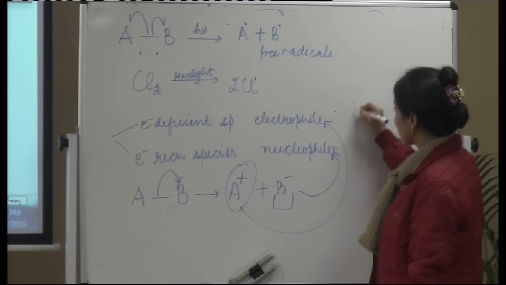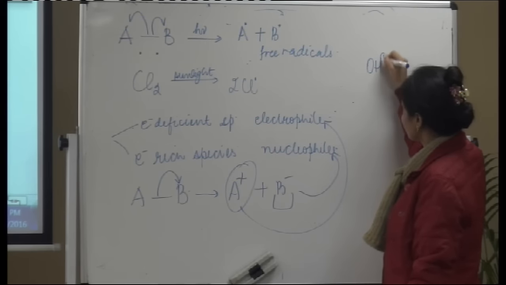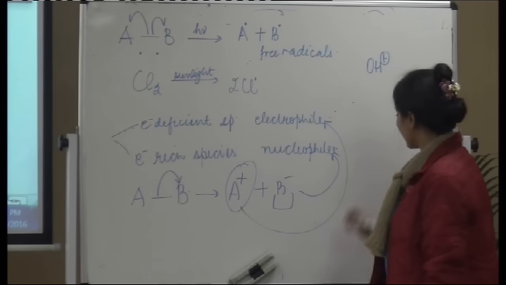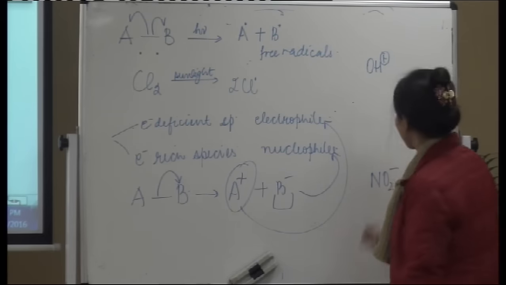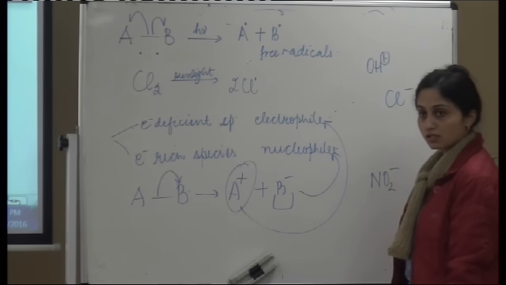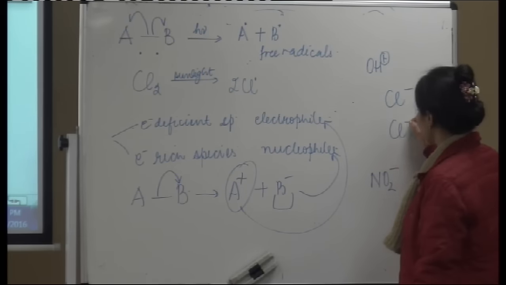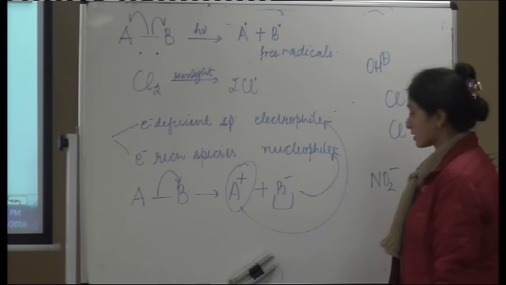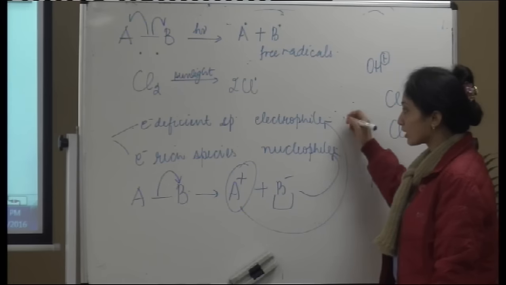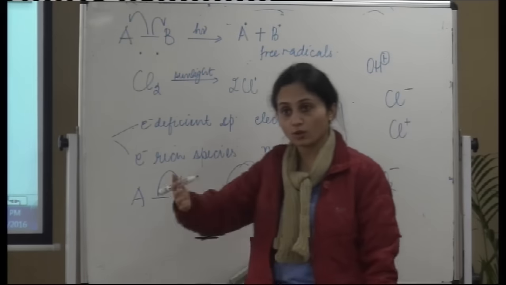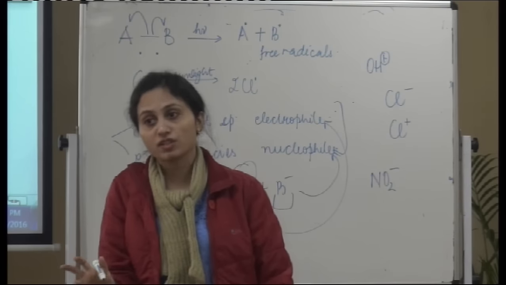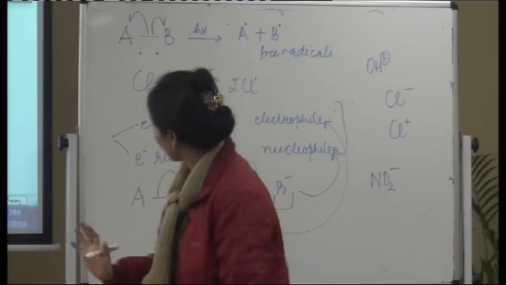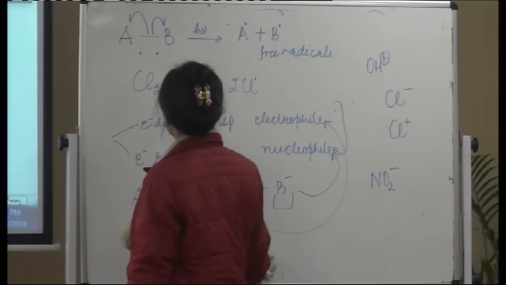So if I am writing OH positive, it is an electrophile. If I am writing NO2 minus, it is a nucleophile. If I am writing Cl minus, it is a nucleophile. If I am writing Cl positive, it is an electrophile. So accordingly you can now label your electrophiles and nucleophiles. But remember what is an electrophile and what is a nucleophile.